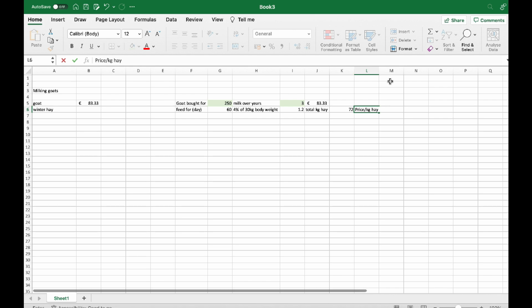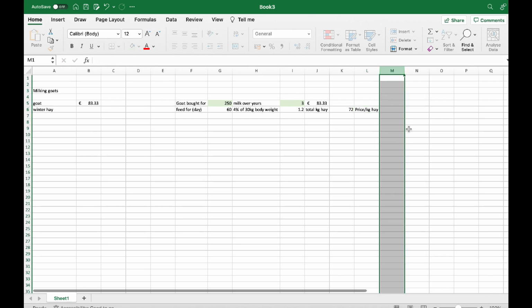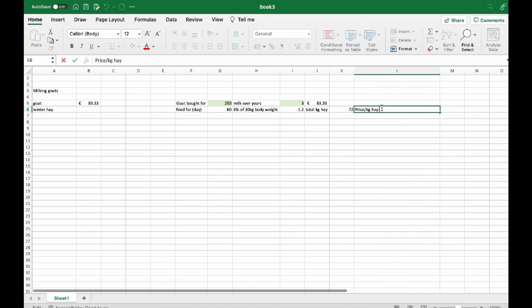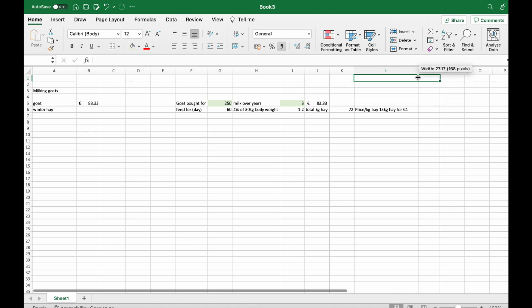And for me, that is, put it in here. I've got it in my calculator here. So I'll just put a note in here. I'll make this bigger. I can buy 15 kgs of hay for €4. So that's obviously going to be changing and need altering from year to year. But that's a realistic price.